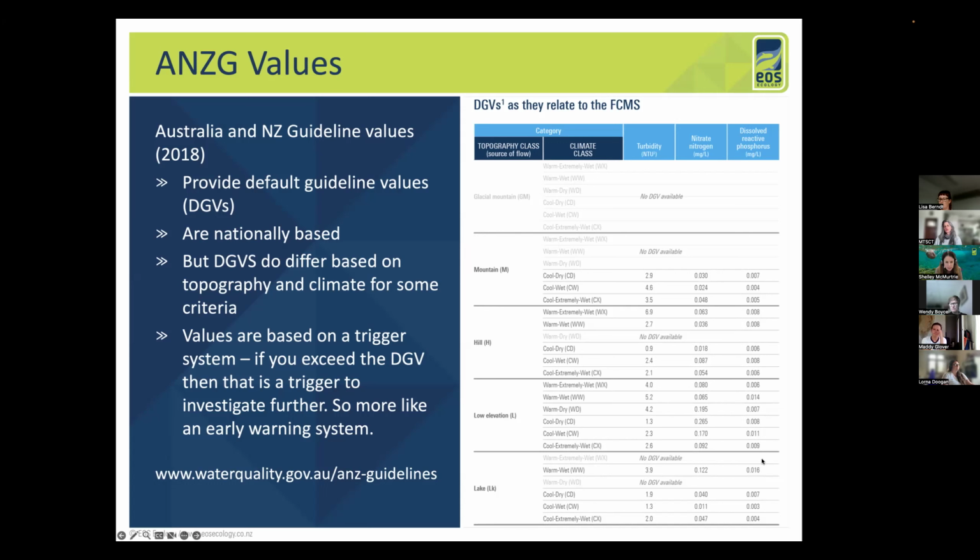So again, this is pretty important to feed back to your community groups. This is not a one-shoe-fits-all type of approach. You do need to know what those guideline values are for your climate and topography.